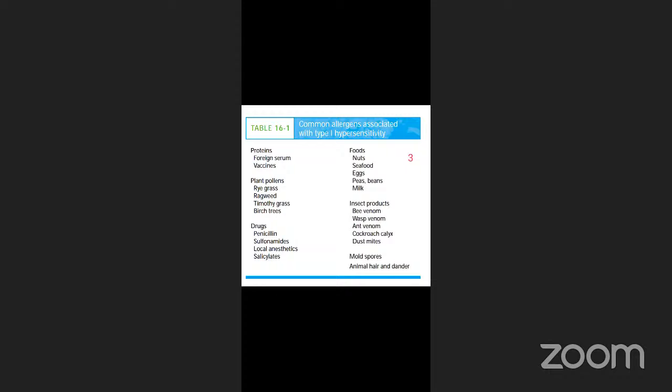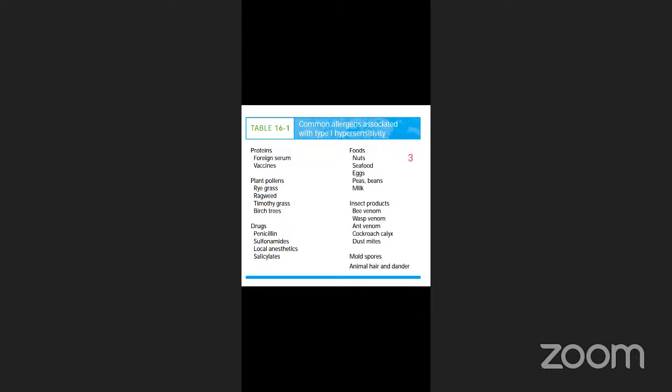These include penicillin, sulfonamides, local anesthetics, and salicylates. Ingestion of a few types of food also leads to hypersensitivity reaction, for example few nuts and seafood. Some people suffer when they take some types of foods, for example seafood, eggs, peas, beans, and milk also. In rare cases they activate the hypersensitivity reaction.